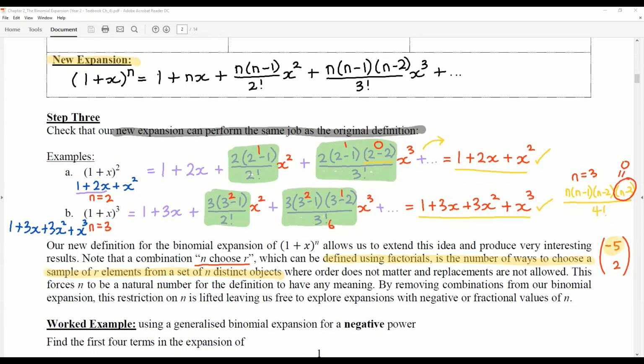We've got n's, n-1s, n-2s. So if I just go back up to this definition here, there is absolutely no reason why we can't substitute in any real number for any of these, really, because we're not restricted by the combination anymore. So this is what we're going to explore, and we're going to see, does this generate sensible answers, and is it valid?